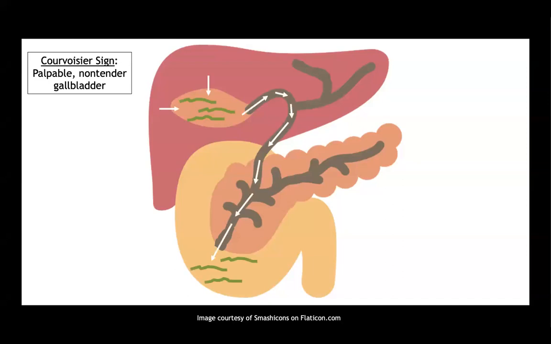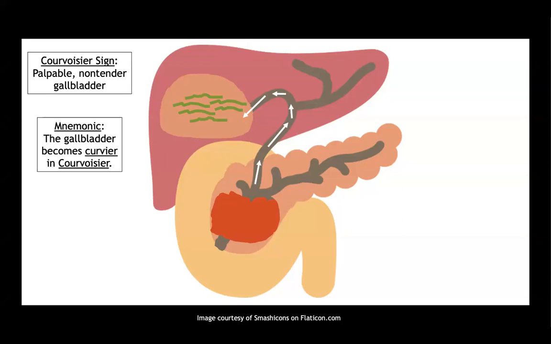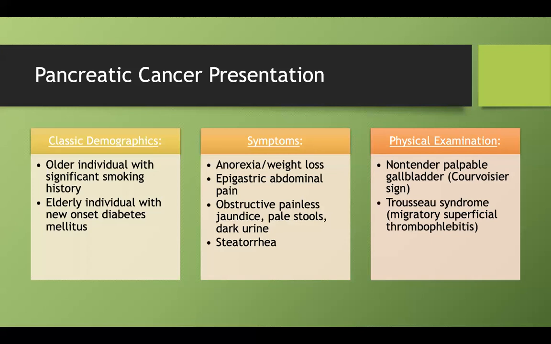What's happening here is that we've seen this process many times now, that bile likes to flow out this outflow tract. If we have this blocked, sure, some of that bile does escape into the bloodstream, like we've seen many times so far, but some percentage of that bile ends up getting stuck in the gallbladder or pushed back into that gallbladder. So over time, you're going to have a growing gallbladder because you have so much bile stuck in there. And I remember this as Courvoisier sign: the gallbladder becomes curvier in Courvoisier because it's a non-tender palpable gallbladder.